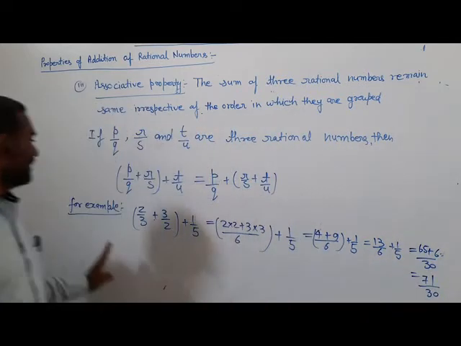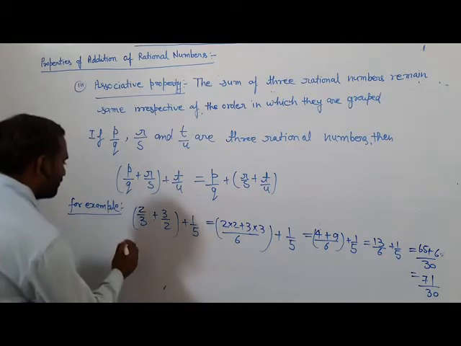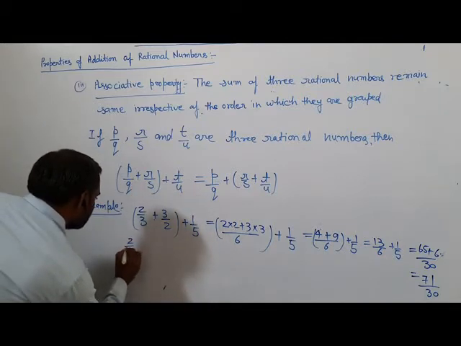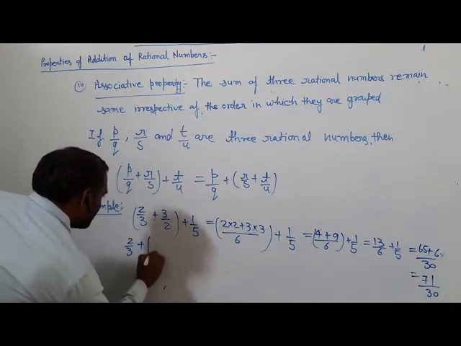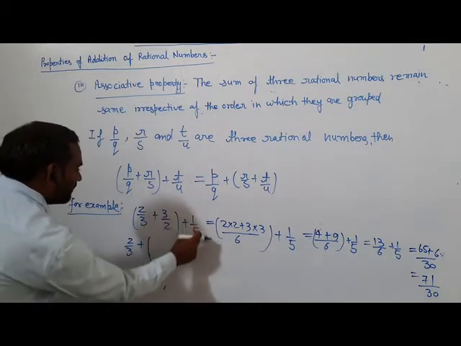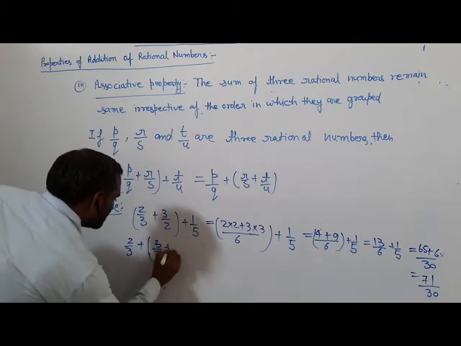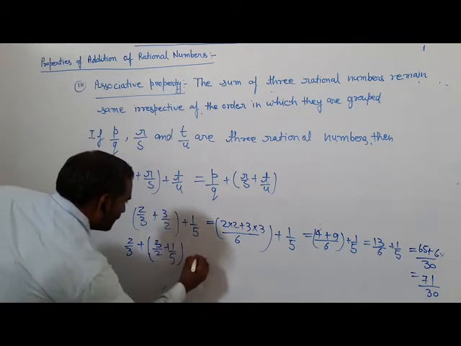Now we have to arrange it in another way. 2 by 3 plus, now we have to arrange 3 by 2 plus 1 by 5 together. We solve it.